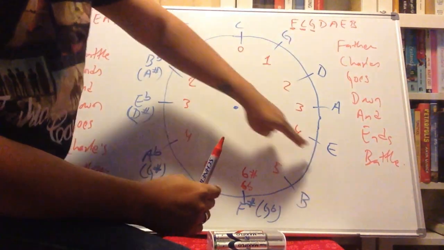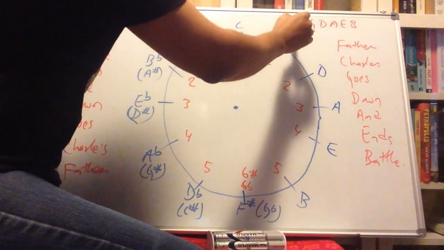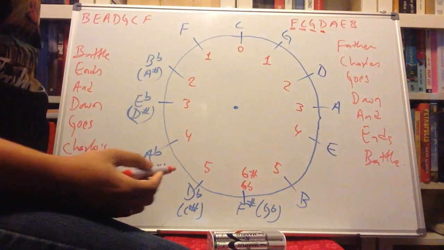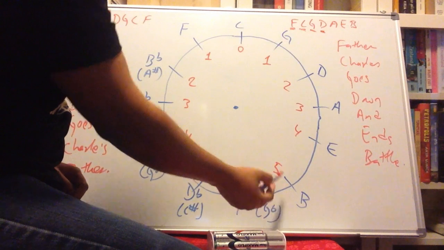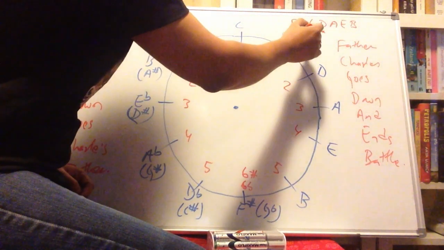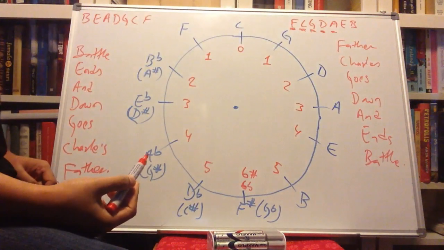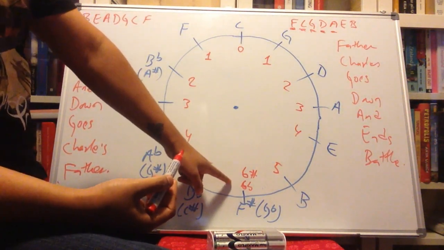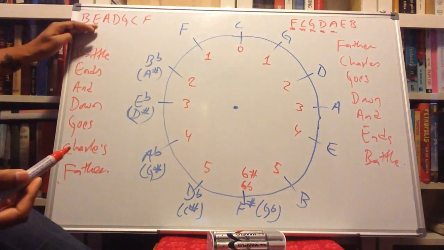So in the case of E, we have four sharps. So what are they? So 4. F, C, G, D. Right? In the same case, B, we know that we have 5 sharps. What are they? So they are F, C, G, D, and A. Right? Now, the same case applies to the flat side as well.